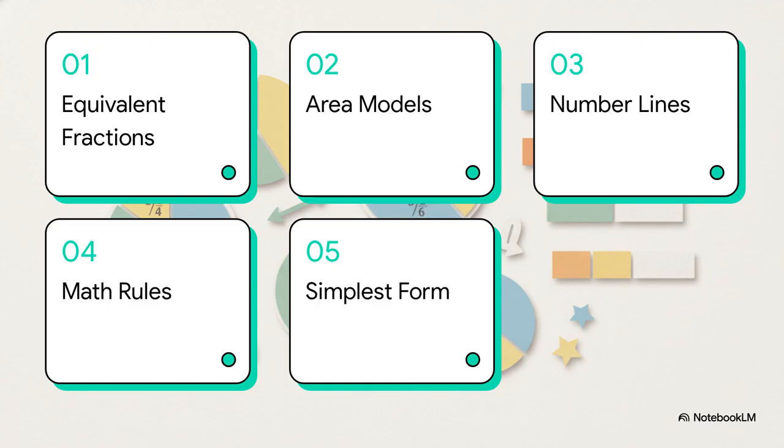Here's our quick game plan for today. We'll start with what equivalent fractions actually are, move on to visualizing with area models, then exploring number lines. After that, we'll hit the multiplication-division rule, and finally wrap up with the simplest form secret. We're tracking our journey from drawing shapes all the way to learning the secret math rules.